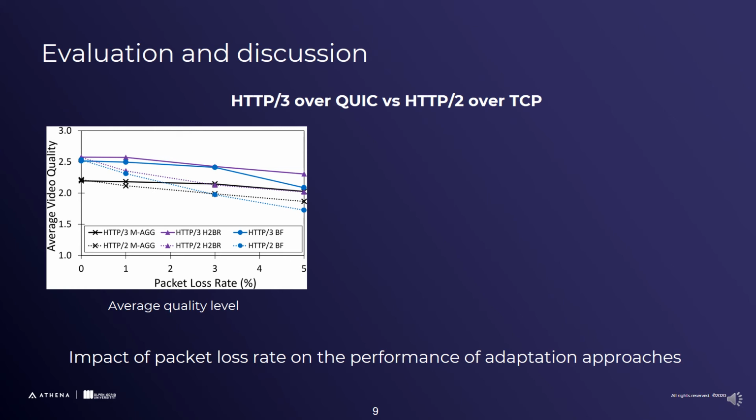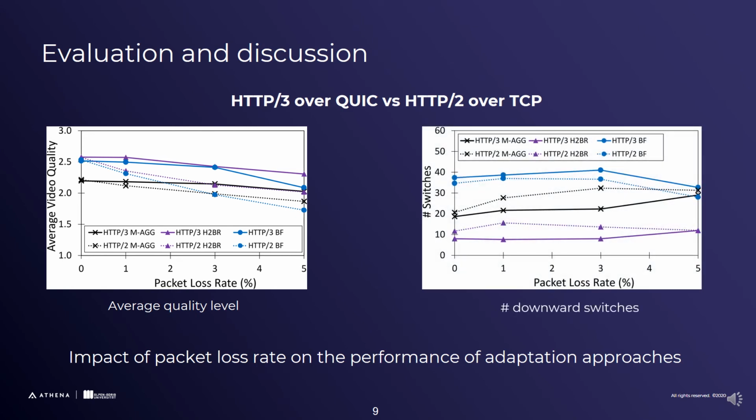H2BR over HTTP2. The right figure shows the number of downward switches, which are defined as the number of segments that have fewer layers than their previous one. We can see that when the packet loss is 0%, HTTP3 and HTTP2 experience a similar number of switches for each ABR. However, in case of packet loss, the client implementing modified HGG or H2BR suffers from fewer switches when HTTP3 is used. Meanwhile, backfilling over HTTP3 results in more switches than backfilling over HTTP2.